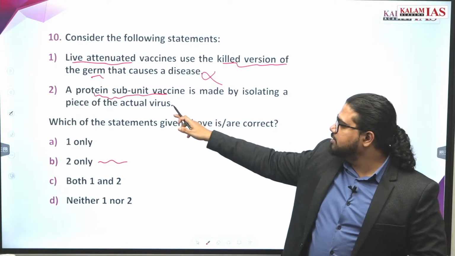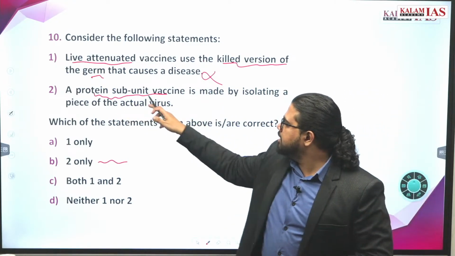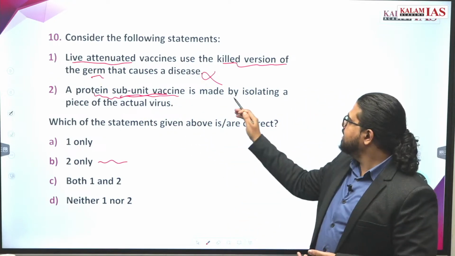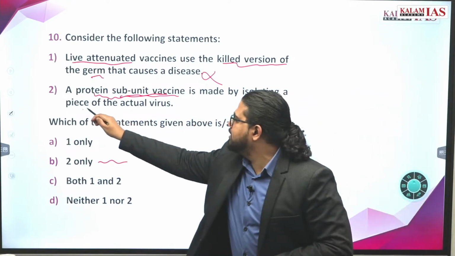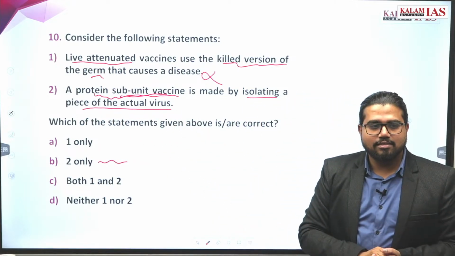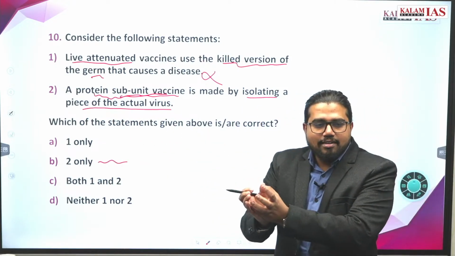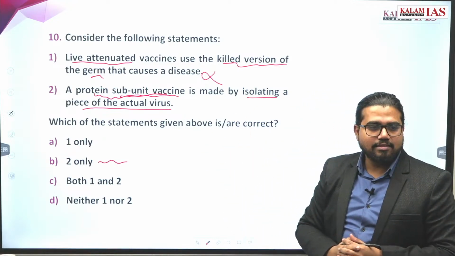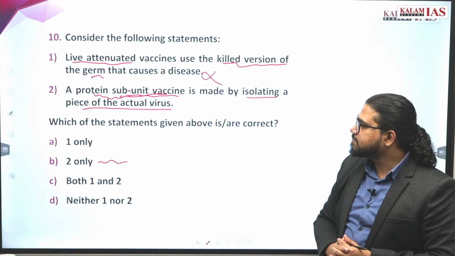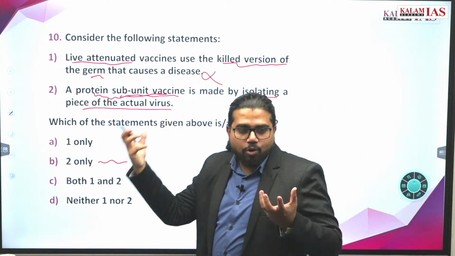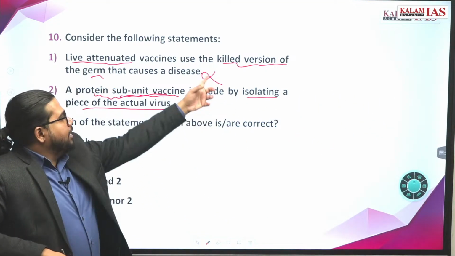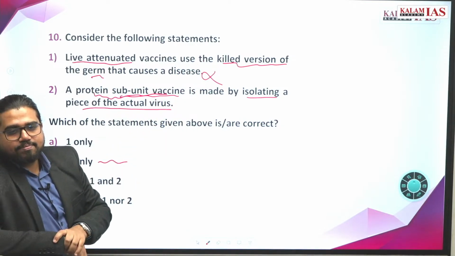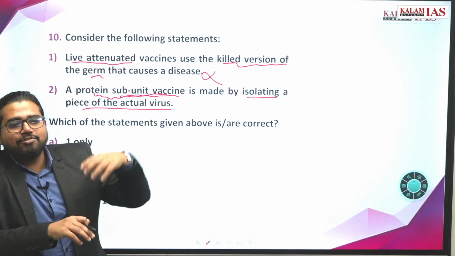What about this option? Protein is a subunit vaccine. We have a statement like subunit vaccine, and it is made by isolating a piece of the actual virus. Subunit is the name given, and the option is saying it will isolate a piece of the virus. This can be compared to the contradictory statement like this. This seems to be a feasible option. And this is how to approach it if you know nothing.